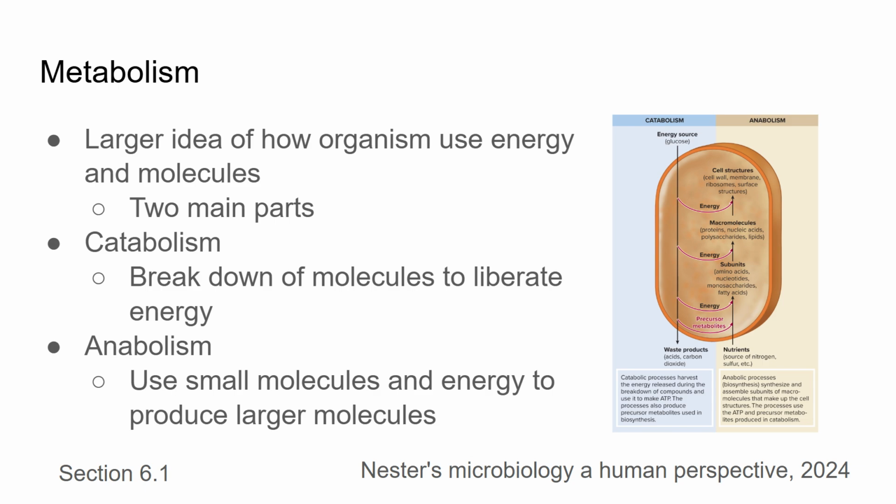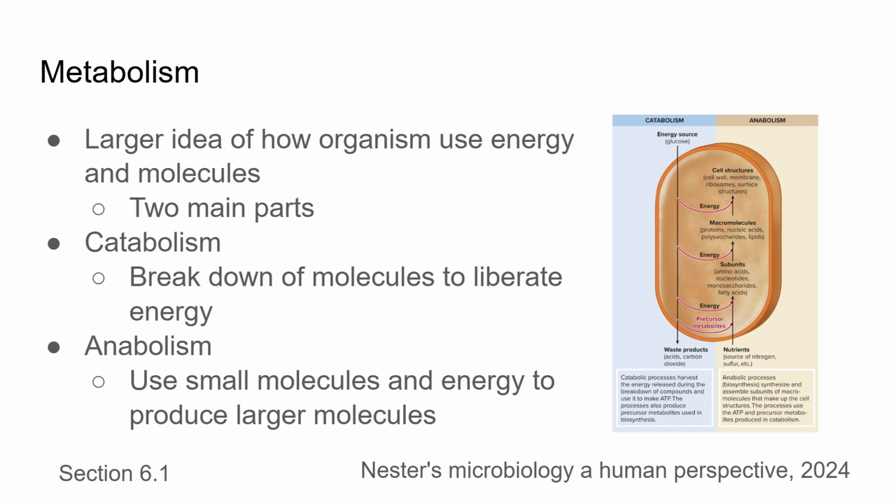So first off, we want to identify what metabolism is. This is kind of a big idea of just how organisms can use energy and molecules. If we're building things up or breaking things down, that's all metabolism. The two main parts of it are going to be catabolism and anabolism. Catabolism is when you break down molecules in order to free up energy to be used. Whenever you think about cats, they like to tear things up and break things down, so you can associate catabolism with breaking things down.